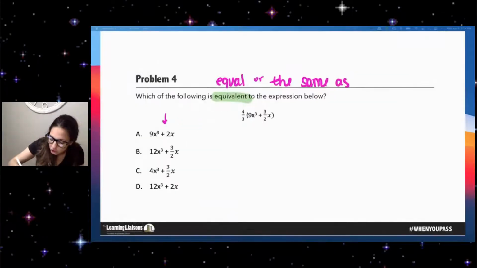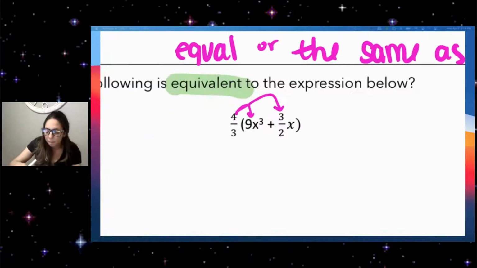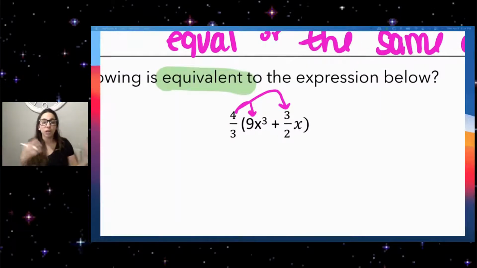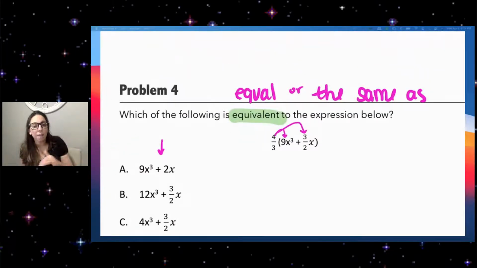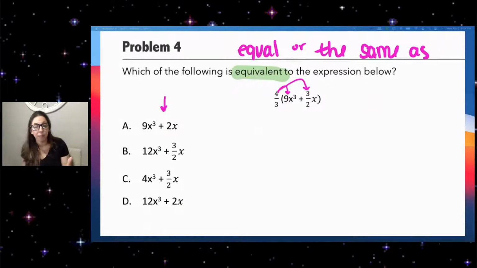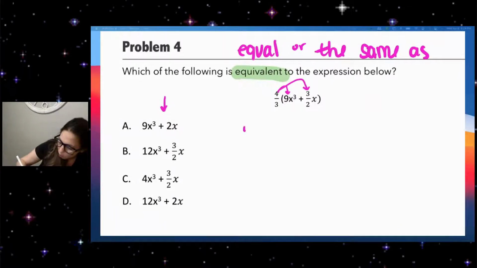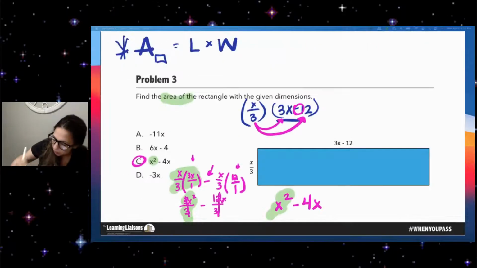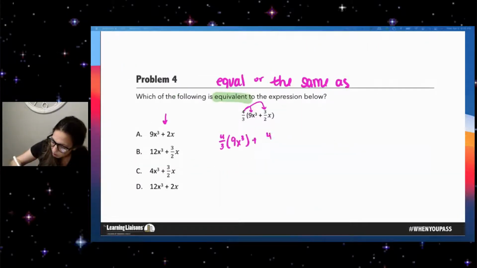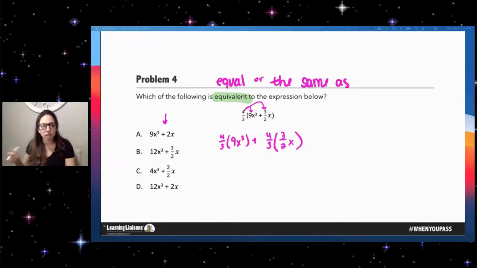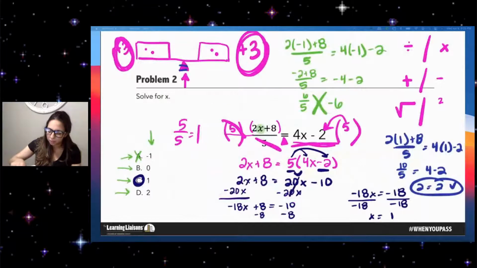So I'm going to distribute this 4/3 all the way across. But we're also going to use that multiplication of fractions skill. So we're really taking what we've learned in problems 2 and 3 and compounding them into this 4th problem. So I'm going to multiply 4/3 times 9x cubed plus 4/3 times 3/2 x.